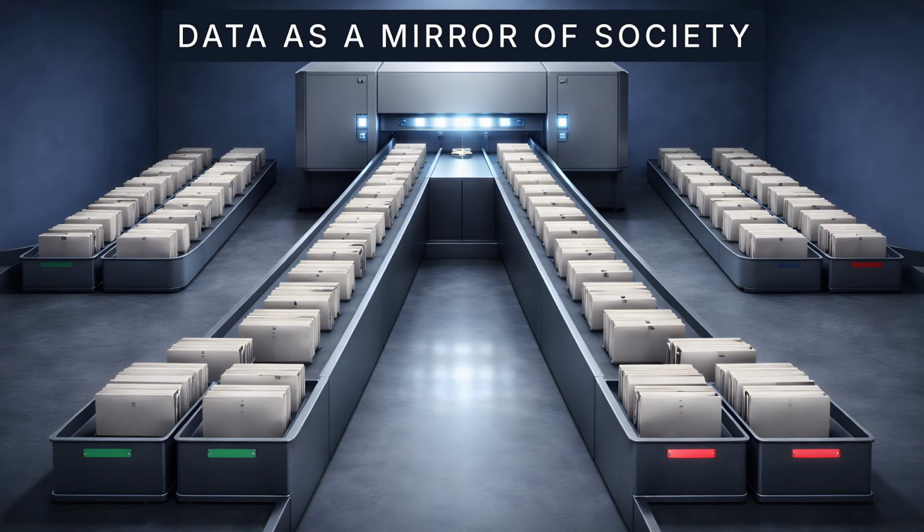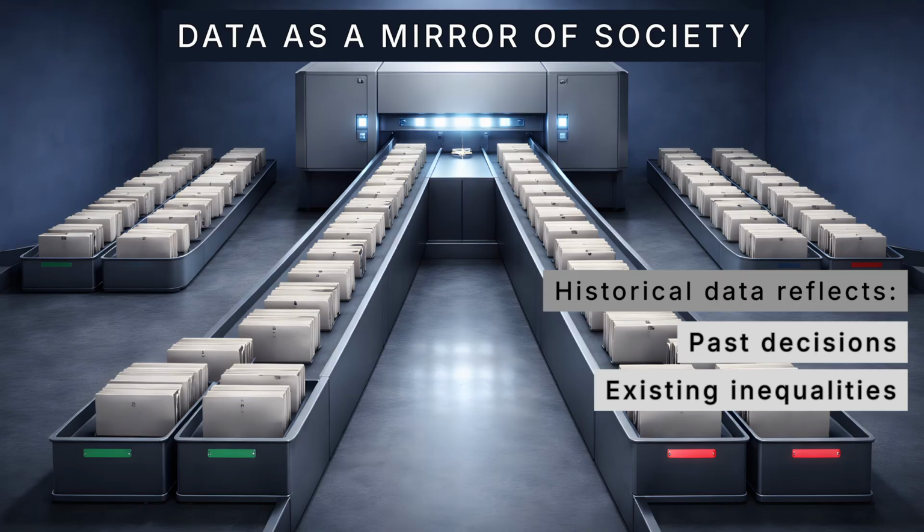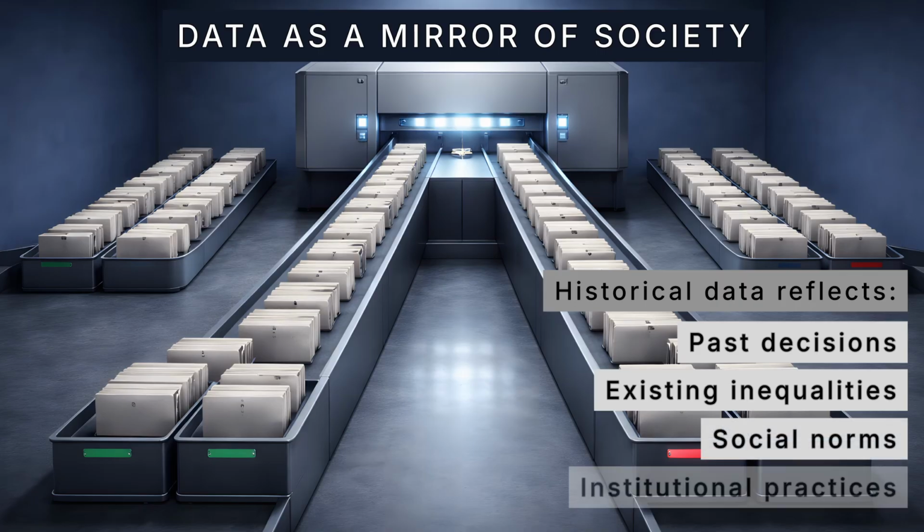Data as a mirror of society. AI systems learn from historical data. That data reflects past decisions, existing inequalities, social norms, or institutional practices. When models learn from this data, they absorb these patterns. AI does not correct history, it reproduces it, often at scale.